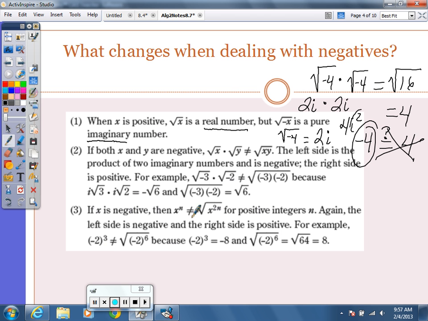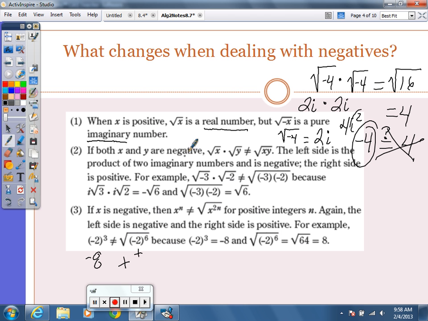Now, if x is negative, then x to the n cannot equal the square root of x to the 2n. Basically, if you have a negative base, you cannot do the canceling stuff that we have looked at before, okay? The reason being the same as number 2. You will get negatives and positives. -2 to the third is -8. -2 to the 6th gives me a positive value underneath there, and when I take the square root of a positive, I get a positive. We have sign change issues.